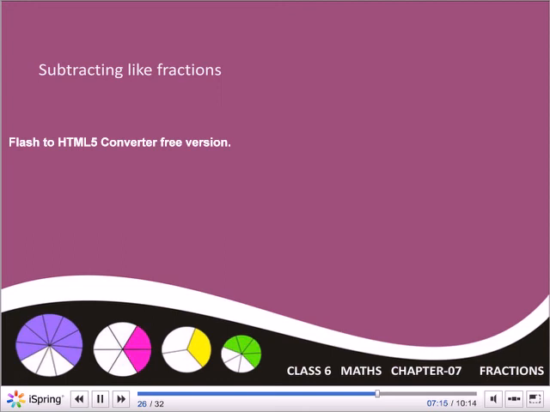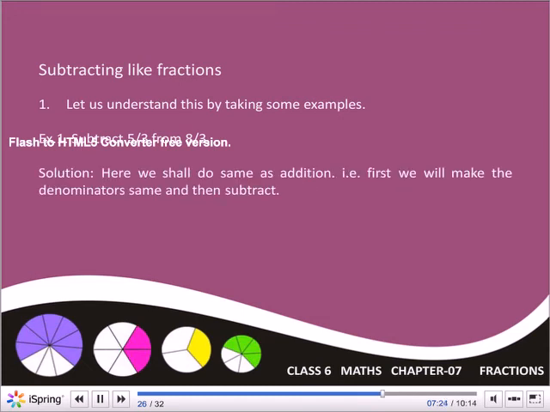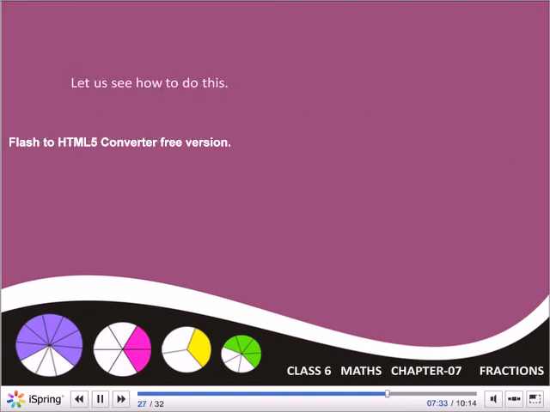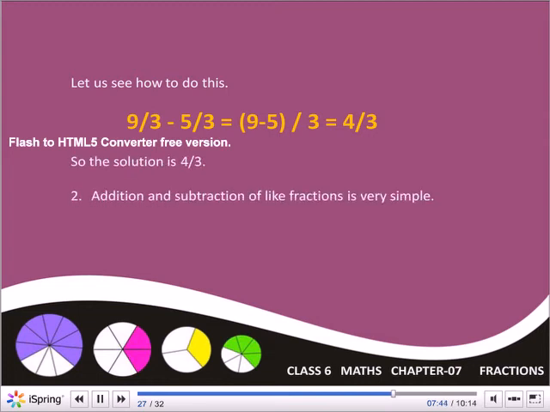Subtracting like fractions. Let us understand this by taking some examples. Example 1. Subtract 5/3 from 8/3. Solution: here we shall do the same as addition. That is, first we will make the denominator the same and then subtract. Let us see how to do this. 8/3 minus 5/3 is equal to (8 minus 5) divided by 3, which is 3/3. Addition and subtraction of like fractions is very simple.